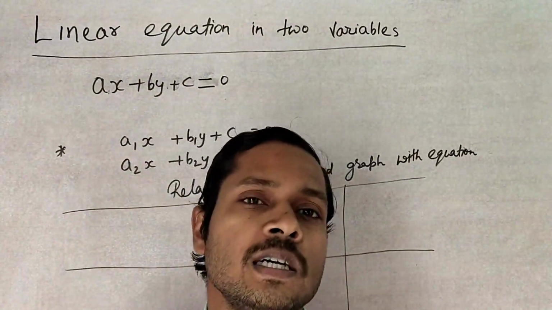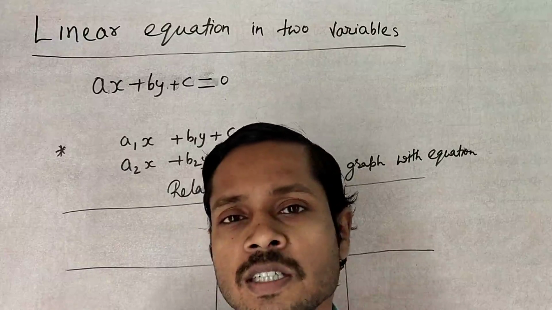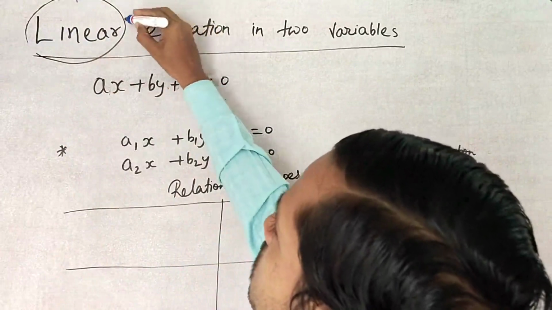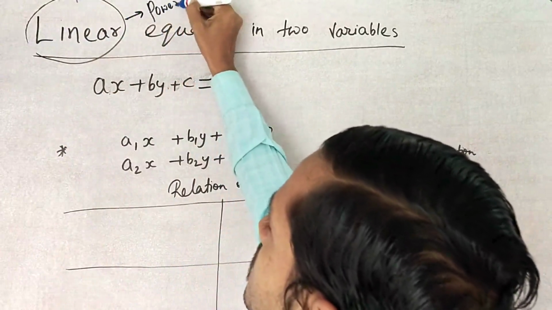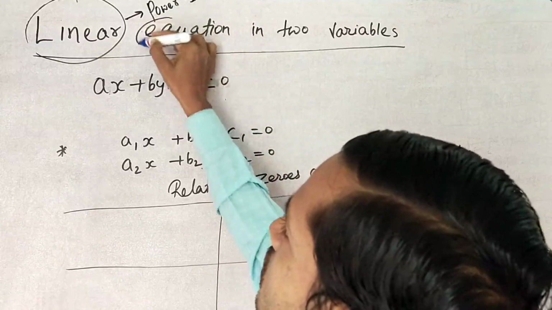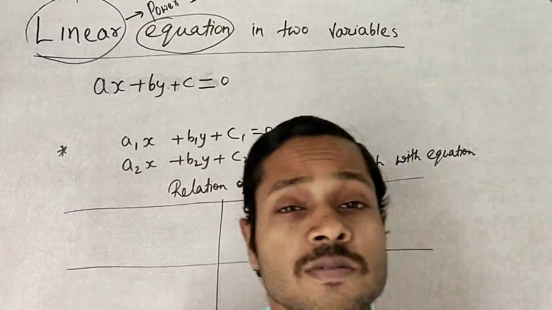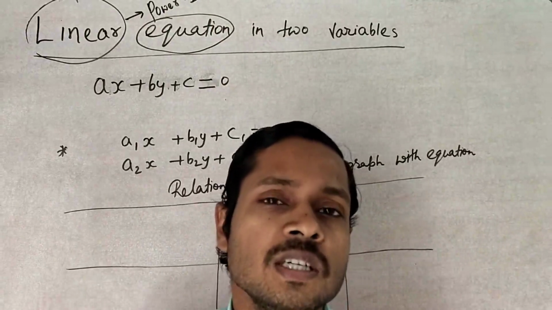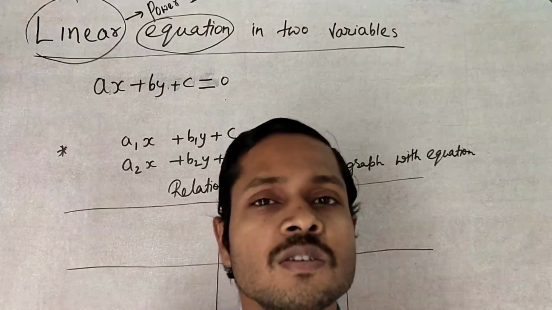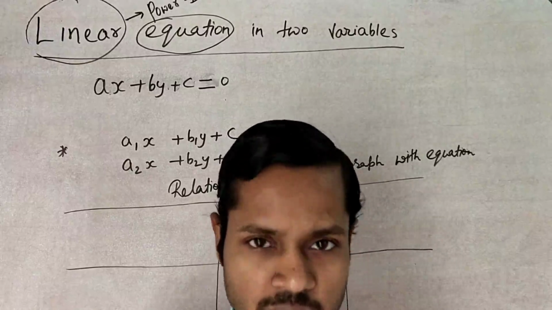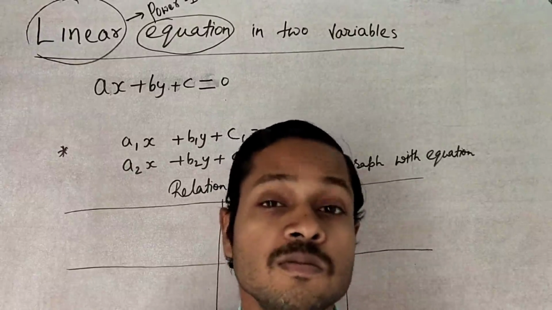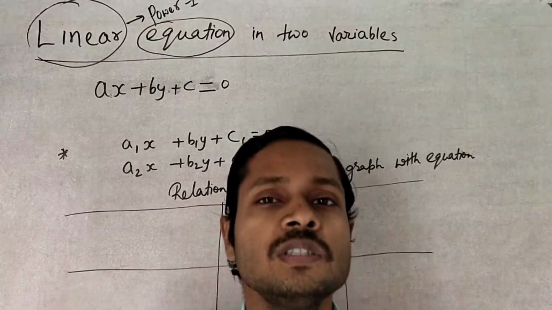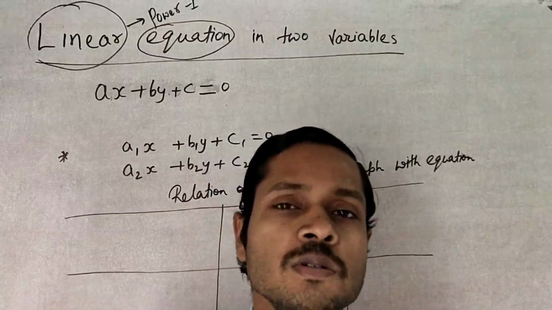As we know, in the previous classes we have already read about "linear". What do you mean by linear? Linear means power 1. I told you what an equation is. We have read about expressions in the previous videos. An expression, when making a comparison with a constant term, becomes an equation.